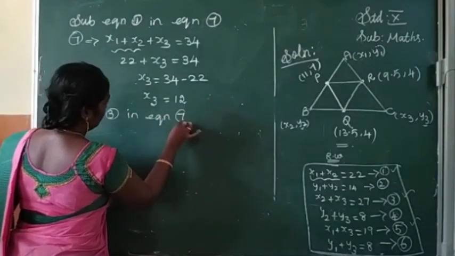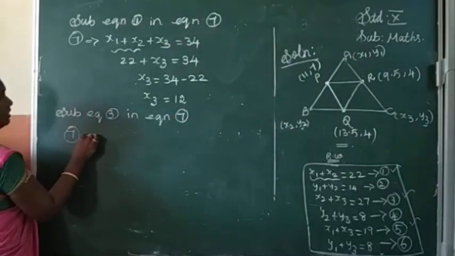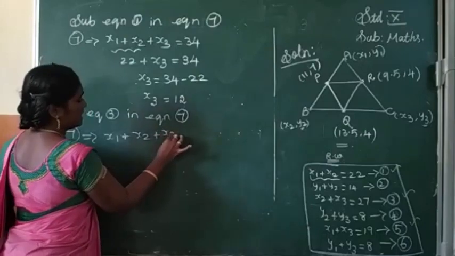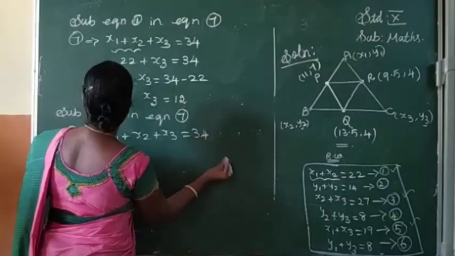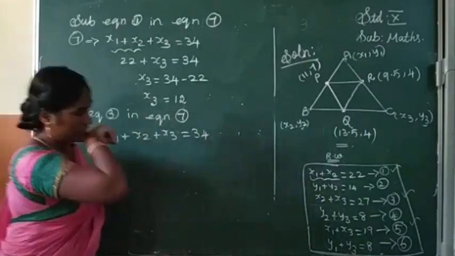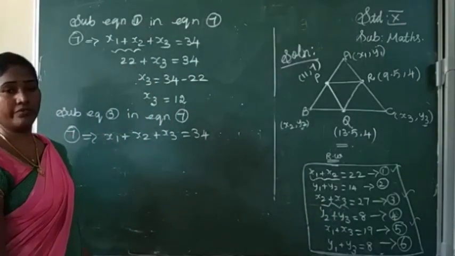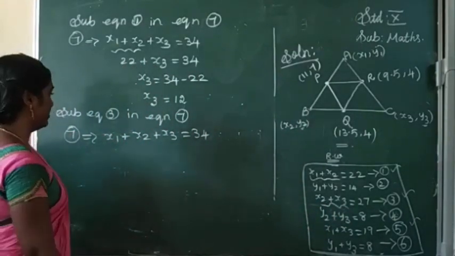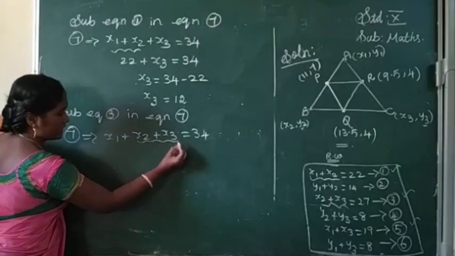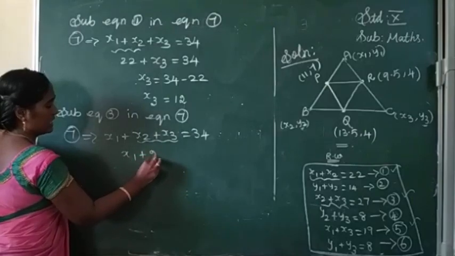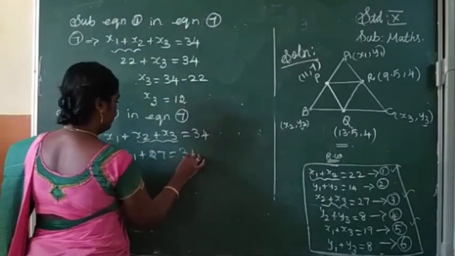equation 7. So first write the equation 7. Equation 7 is x1 plus x2 plus x3 is equal to 34. Now substitute equation 3. What is the equation 3? x2 plus x3 is equal to 27. So instead of x2 plus x3, I am going to substitute 27. So x1 plus 27 is equal to 34.